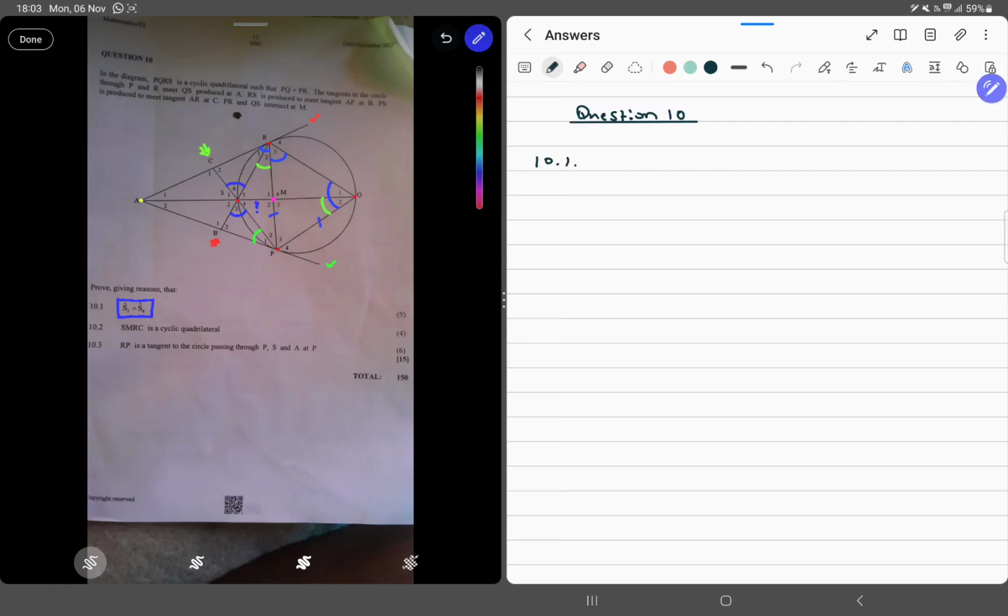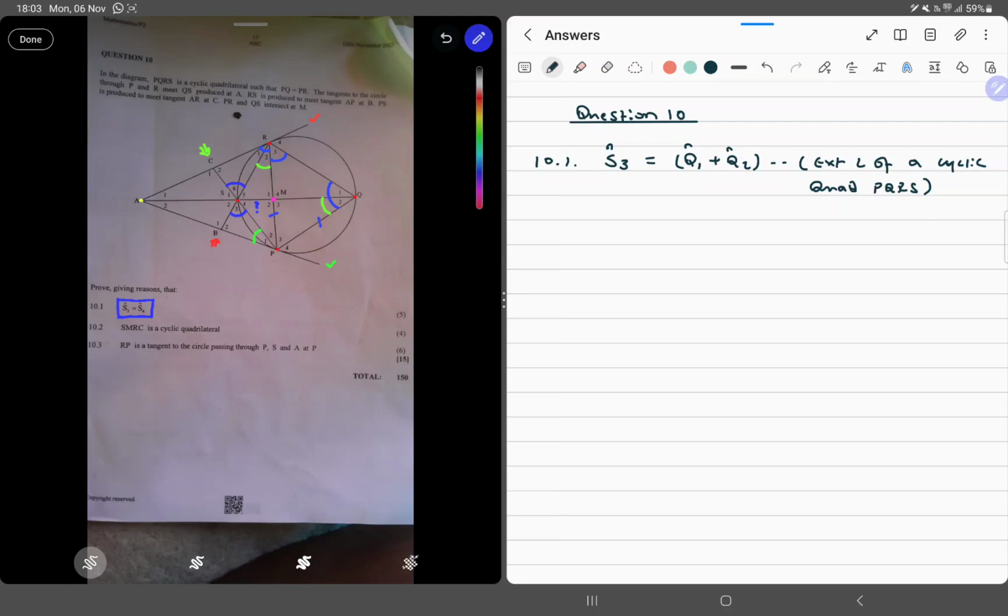So 10.1. We know that angle S3 is equal to angle Q1 plus Q2. Okay, maybe you can just put them in brackets to show that that is a unit. So what is the story there? This is an exterior angle of a cyclic quad. Wait, let's name it because we're just going randomly now. PQRS.